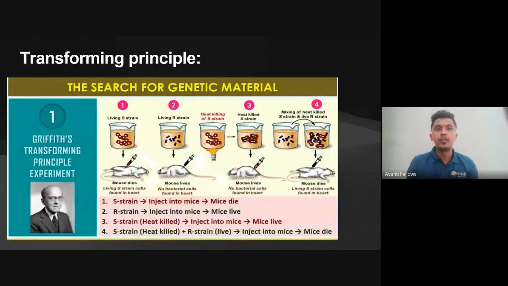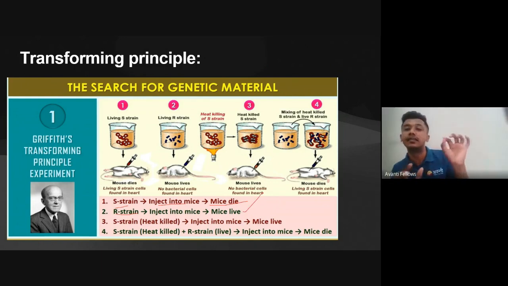Now, Griffith's experiment happens like this. In the first experiment, he takes the smooth strain and injects it into the mice. So what happens? The mice gets pneumonia. After pneumonia, the mice dies. Simple. Next, he takes the rough strain and injects it into the mice. The mice will not get pneumonia because it is non-virulent, and the mice will live. These are the two basic things that we just discussed.